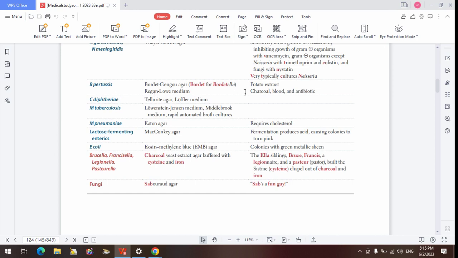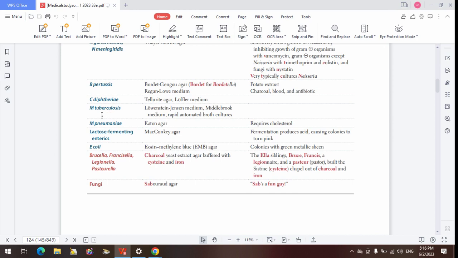Because of the B, it is already standing for Bordet-Gengou. The P part talks about what it contains: potato. Nobody will actually ask you what it contains like that because it's not really very high yield, but if you want to know it, it's fine. That's the code: Pertussis, the P, potato extract. Then the second one for Bordetella pertussis is the Regan-Lowe medium. Regan-Lowe contains ABC: A, antibiotics, B, blood, C, charcoal.